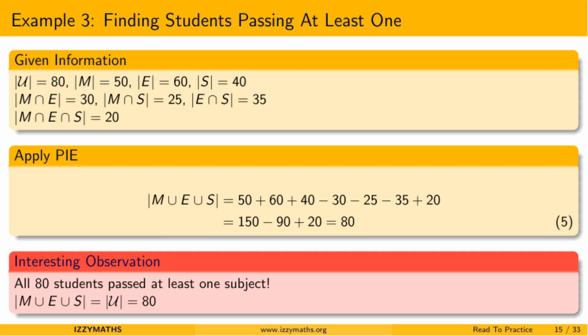Interestingly, all 80 students passed at least one subject. This means the absolute value of M union E union S equals the absolute value of U equals 80.